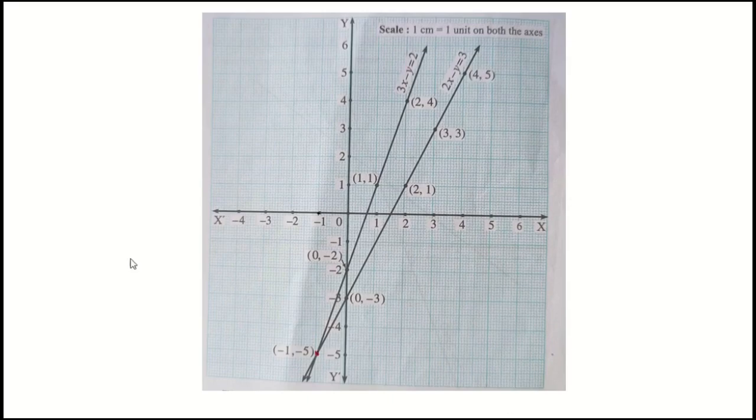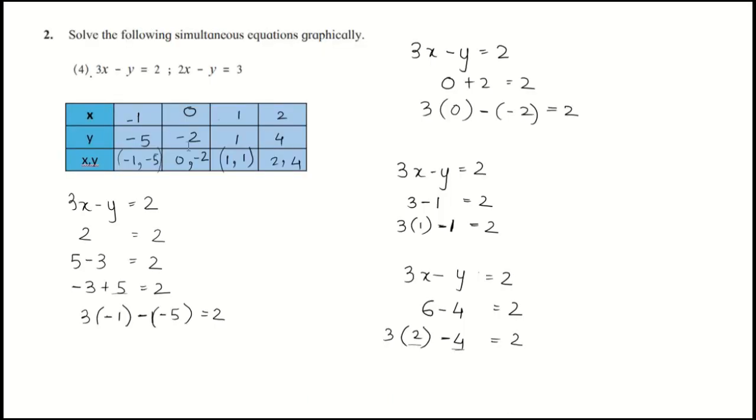Now, another point for x and y from the first equation: 0, comma minus 2. On x it is 0 and y is minus 2. So here is another point on y.